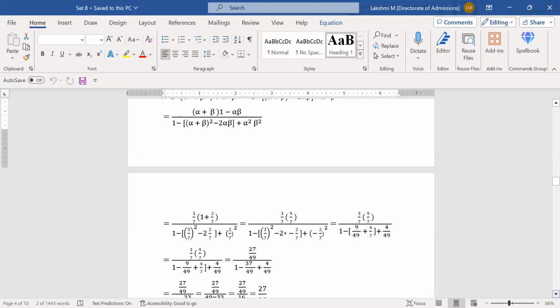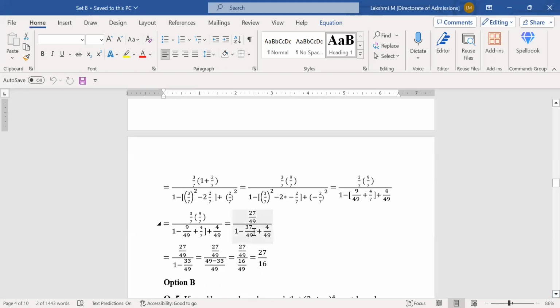So 1 minus 37 by 49, you could solve this too, right? Okay, I have just added it, I think. Yes. So 27 by 49 divided by 1 minus 37 by 49 plus 4 by 49. So you can solve this and you'll get 27 by 16. I hope you all got this answer. Is this question clear? Can we move forward?